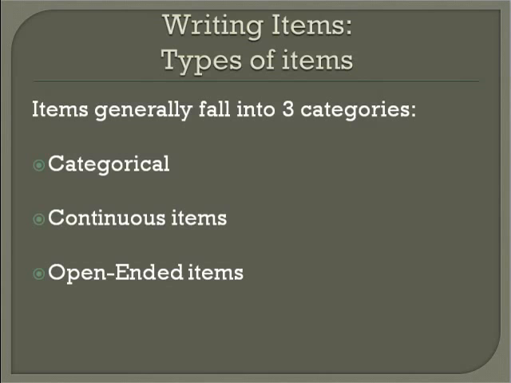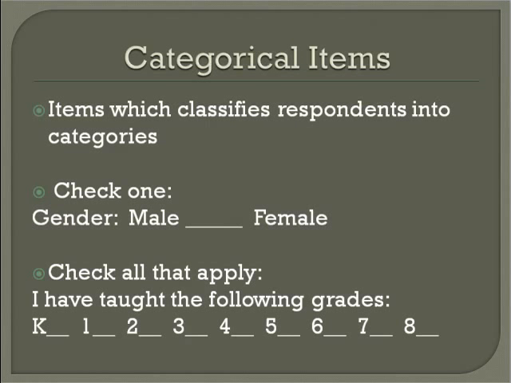Now, items will fall into three categories. They're either going to be categorical, continuous, or open-ended. I've given you two examples of categorical items. Categorical items generally depend on whether there's the option to check only one item. For example, if you have gender, you're either male or female, so you can check one or the other of those. But you might have items where more than one category applies.